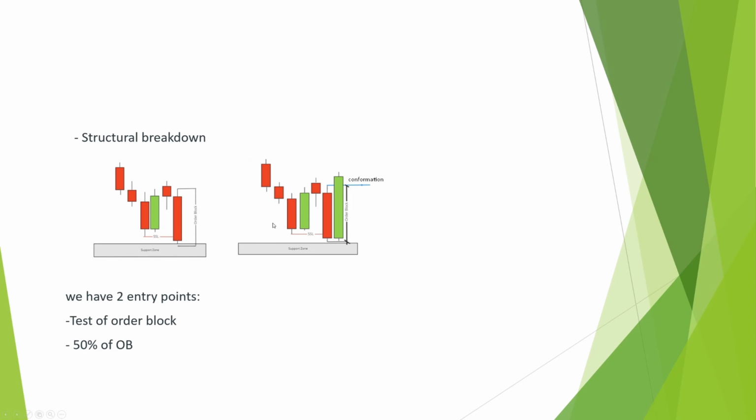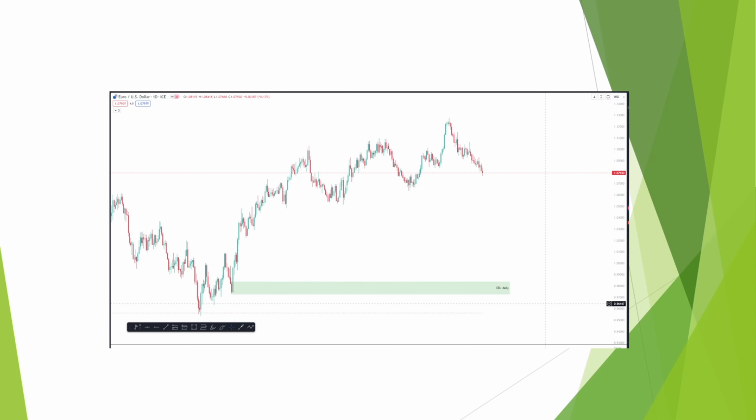We have two entries: test of order block and 50% of order block. This is a bullish order block. I like using order block with fair value gap, with liquidity grabs, and also with premium and discount market, because not every order block will play out. Yes, it might give some reaction, it might not.